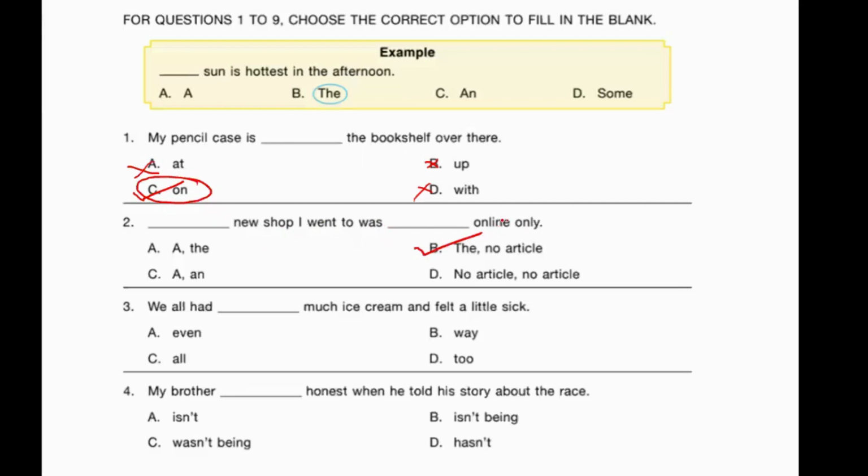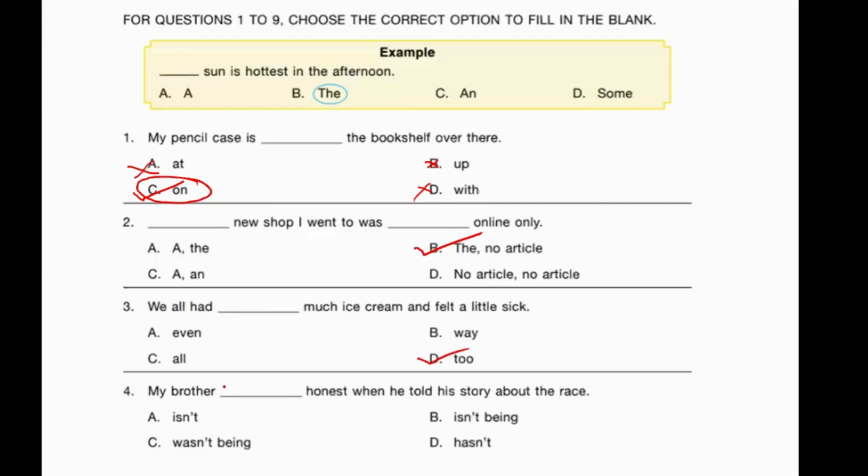Then the third one, we all had dash much ice cream and felt a little sick. Here we have to describe the quantity of ice cream we had. Okay, so it will be we all had too much ice cream and felt a little sick. Okay, so this is our right answer.